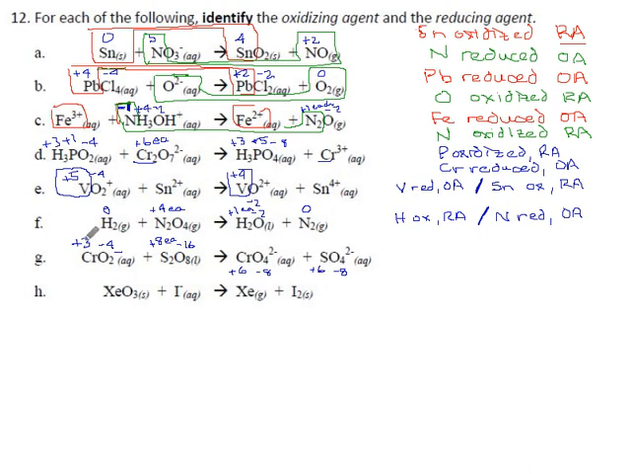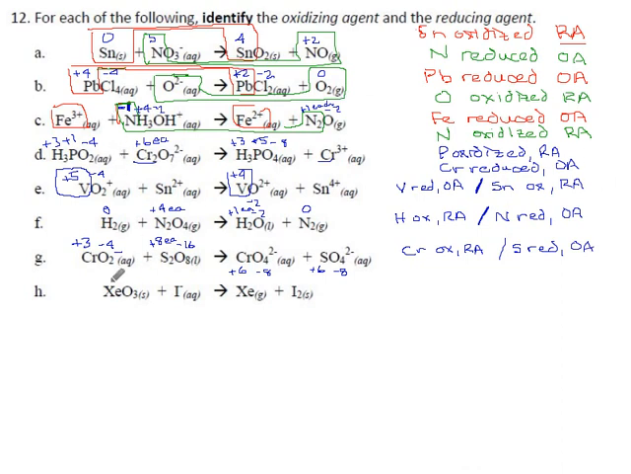Who changed? Chromium went from 3 up to 6. Chromium was oxidized, so it's our reducing agent. What else changed? Sulfur went from +8 down to +6. Sulfur was reduced, which makes it an oxidizing agent.